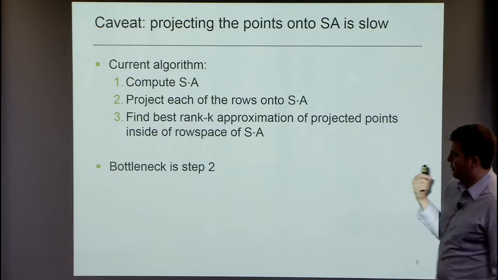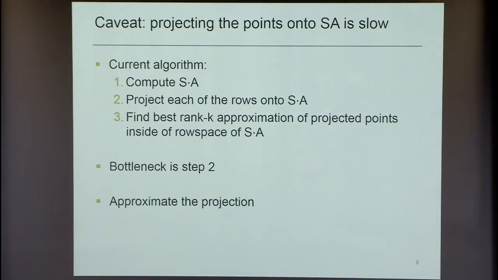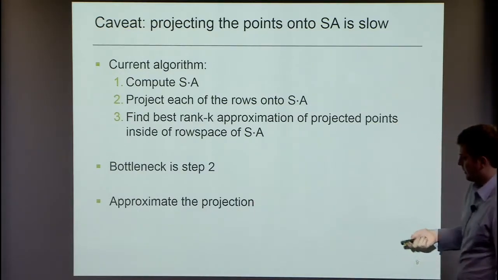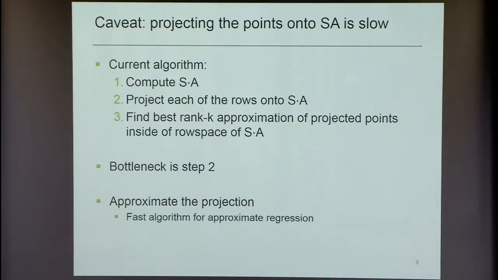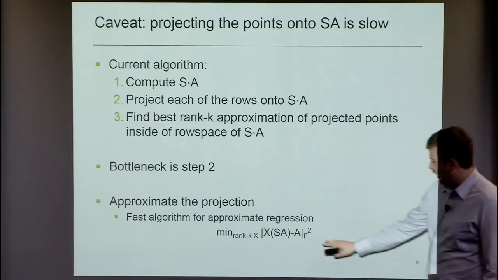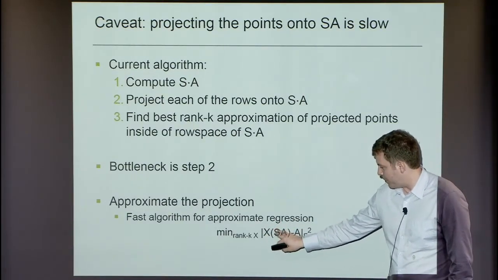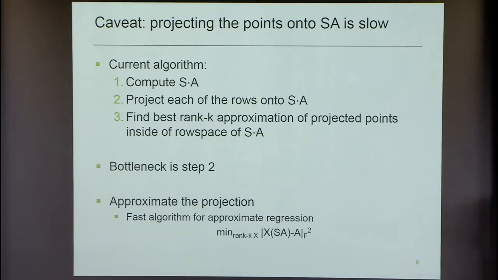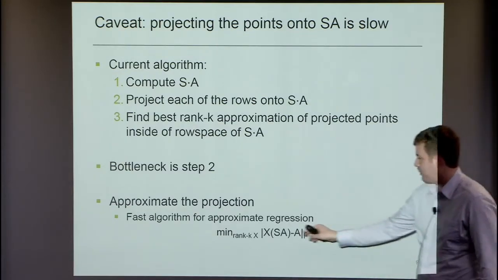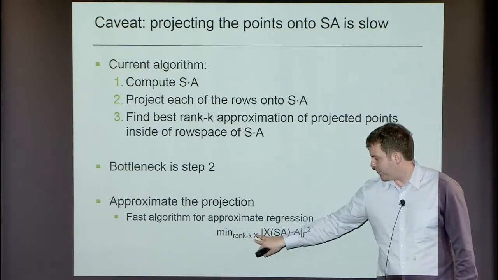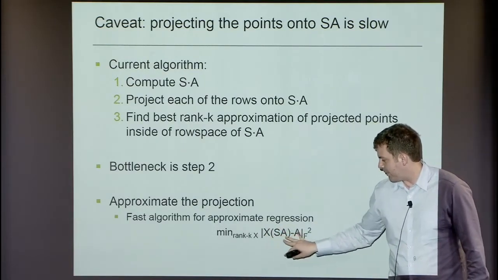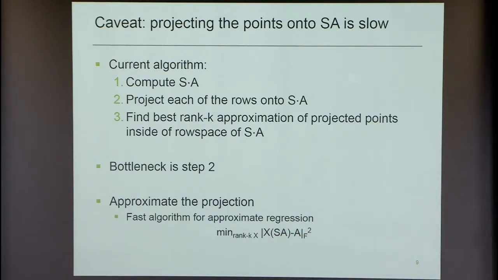So how do you project these points onto S times A? What we can do instead is approximate this projection itself, and for this we use a fast algorithm for approximate regression. Let me recast the problem as follows. What the theory guarantees is that the rows of S times A contain a good k-dimensional space in their span. So if I solve this optimization problem, the minimum over rank k matrices X of the norm of X times SA minus A, I'll get a good rank k approximation.